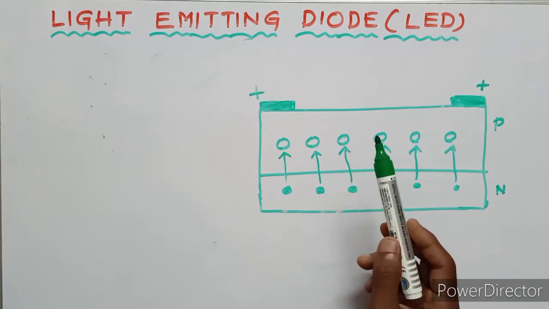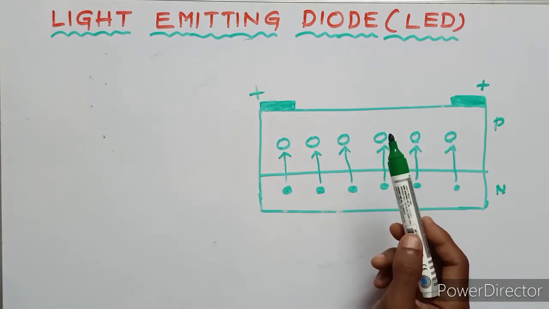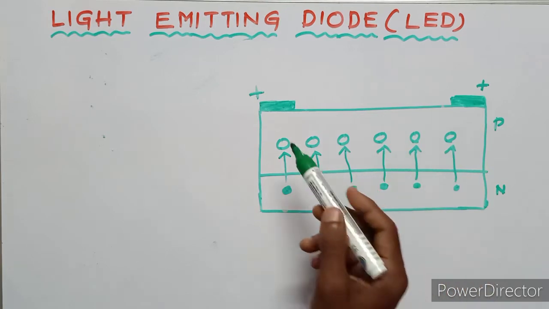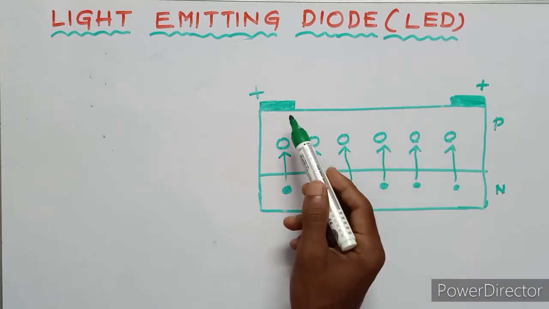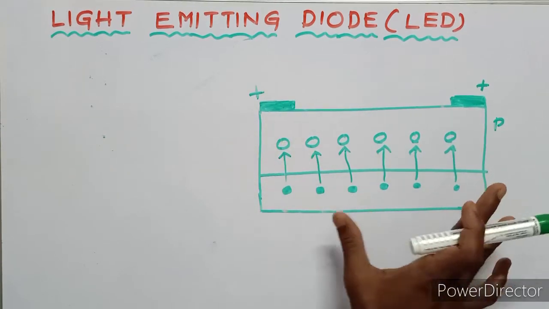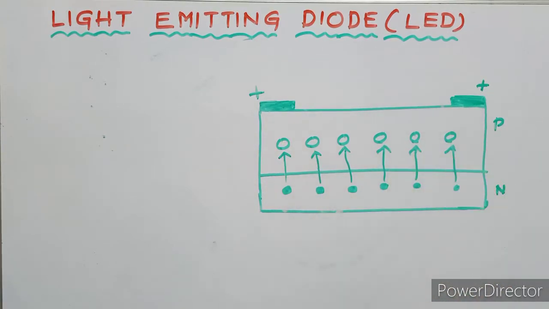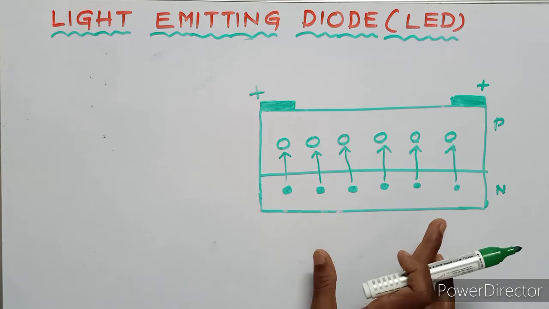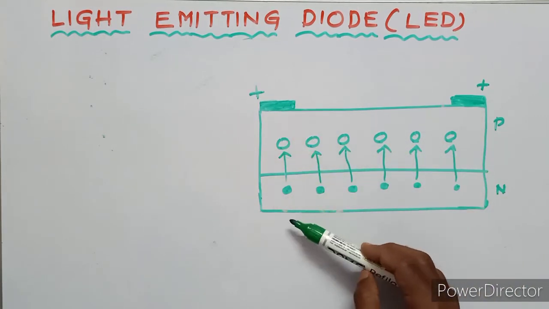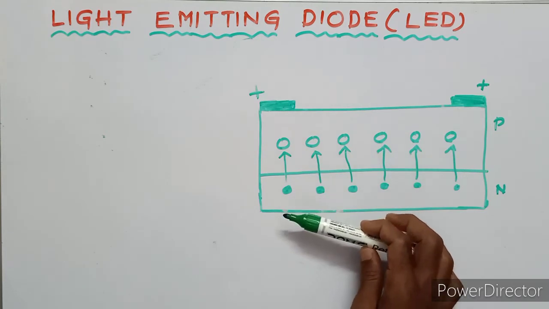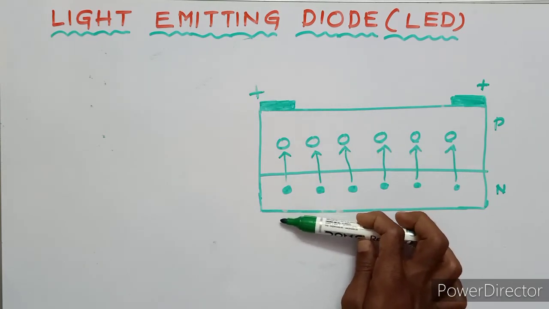For making cathode connections, a metal film is coated at the bottom of the substrate. This film also reflects light to the surface of the device.